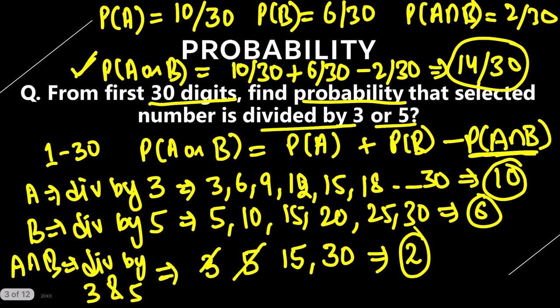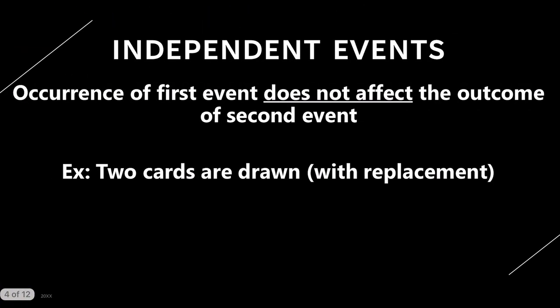Now moving on to the next part, that is independent events. Independent events are such that the outcome of one event has no impact on the outcome of the second event. Right? What does this mean?